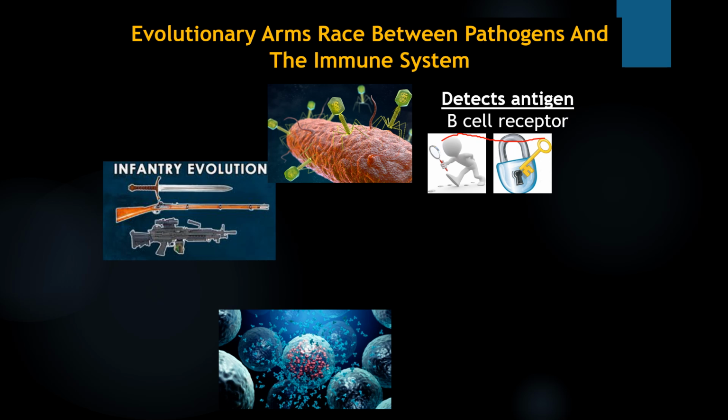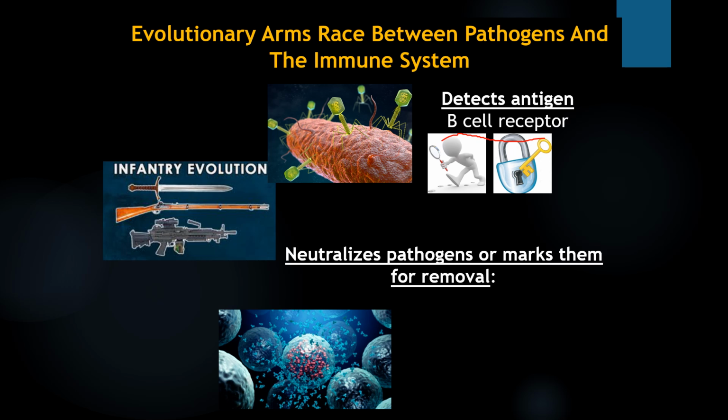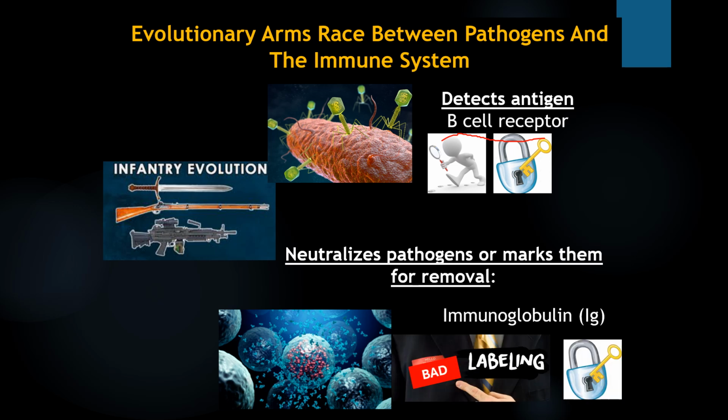Like the lock and key, the antigen and the binding receptor need to match perfectly. In the same way, the antibodies, and I'm sure that you know this, are able to either neutralize or mark for removal. So, for example, the immunoglobulins are going to say, let's mark this. This is a bad guy. Now another cell can go and kill it. And this also uses the same mechanism of the lock and the key.